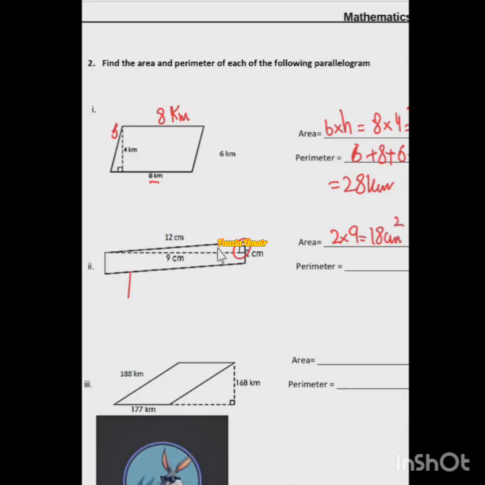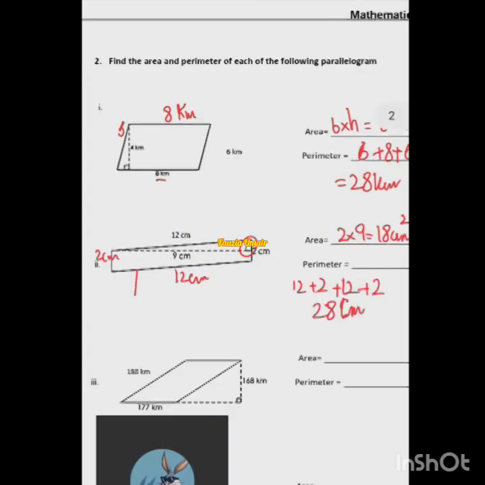So now what is the perimeter? If this is 12 centimeter, this is also 12 centimeter, and if this is 2, this is also 2, right? So what is the perimeter? 12 plus 2 plus 12 plus 2. So you are right, 28 centimeter, right? So now the next one.